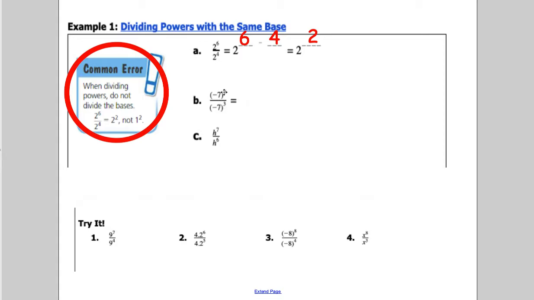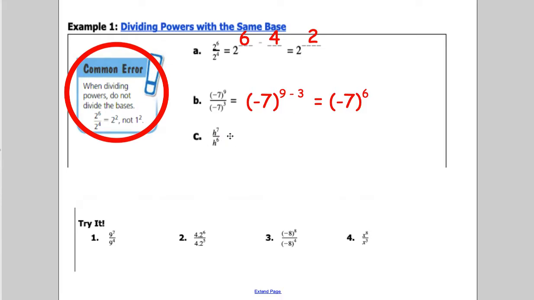For B, same thing. Negative 7 raised to the 9th power divided by negative 7 raised to the 3rd power, which gives me negative 7 in the parentheses, because I write my base exactly the way it's shown. The 9, the numerator, minus the denominator, minus 3. And to rewrite this, simplifying it to negative 7 raised to the 6th power, because 9 minus 3 is 6.